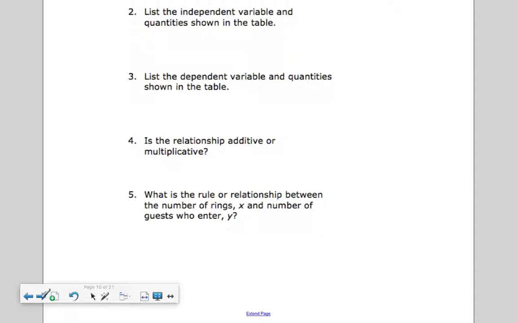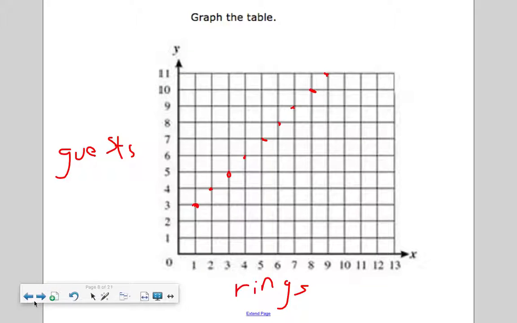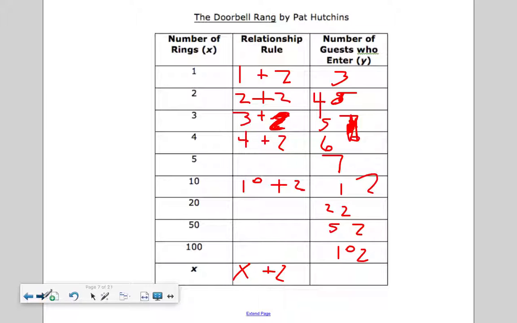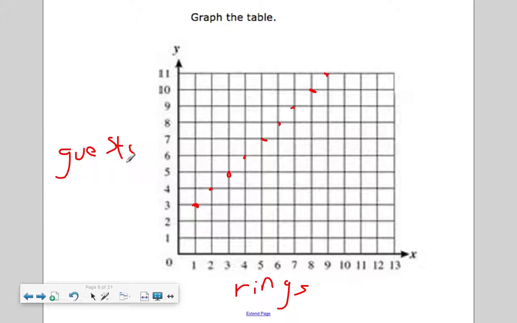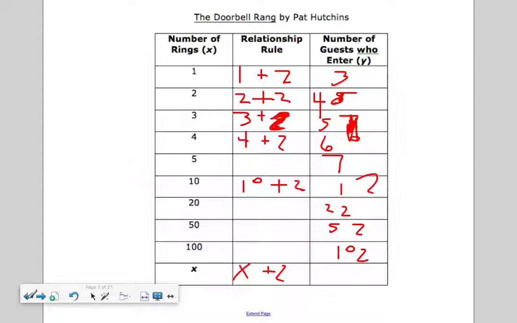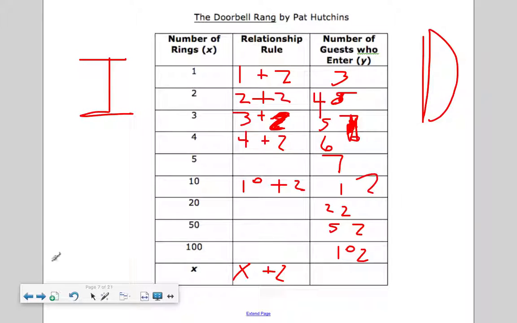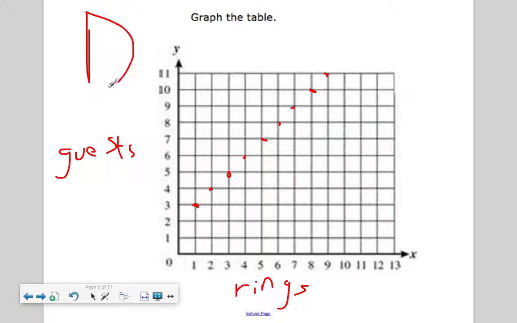Number 2, list the independent variable, and number 3, list the dependent. Let's see, which one depends on what? We could look at here. Do the rings depend on the guests, or does the number of guests depend on how many rings? Which one is the dependent? So the number of guests who enter depends on how many rings. Yeah, so this must be the dependent, and this must be the independent.